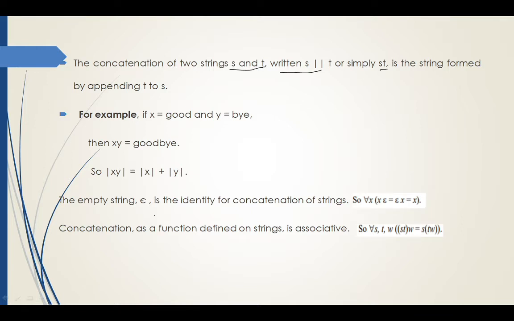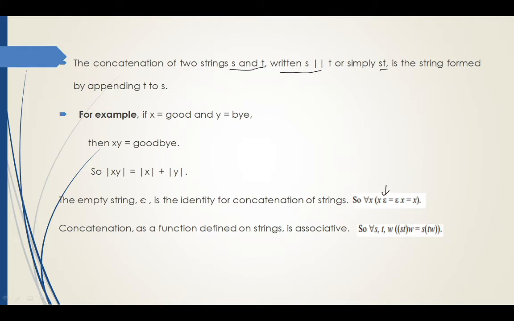The empty string epsilon is the identity for concatenation of strings. So suppose you are concatenating epsilon with a string, what do you get? So x is one string, epsilon is another string, x with epsilon or epsilon with x. At the end what do you get? You get x only. Why? Because epsilon indicates what?